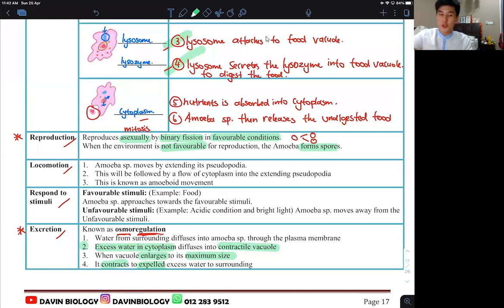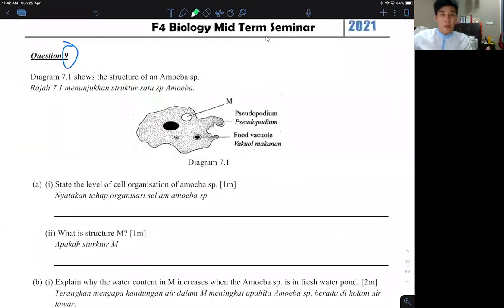Paramecium, you go through yourself because we don't have time to go through that. We do one question straight away, one amoeba question, then I think that will be it already. Usually go for the amoeba one. Apparently, they like to ask about amoeba more. Paramecium, we don't really see questions a lot. But I have a prepared question behind that. You can try to look at it yourself.